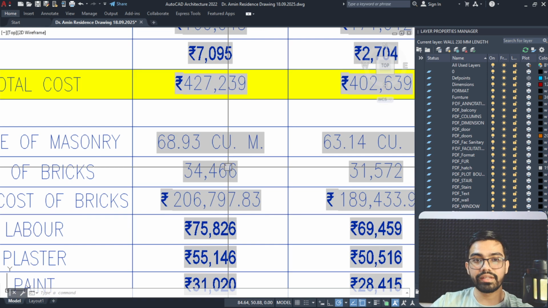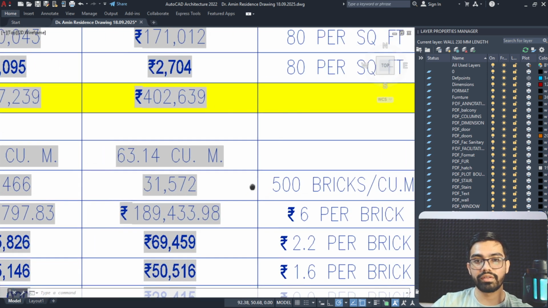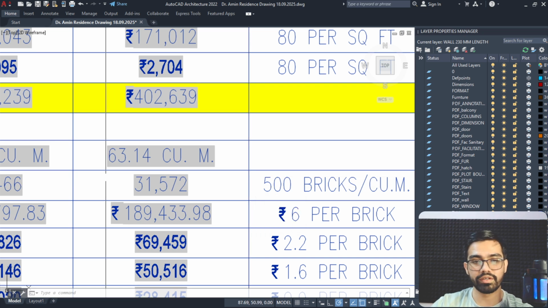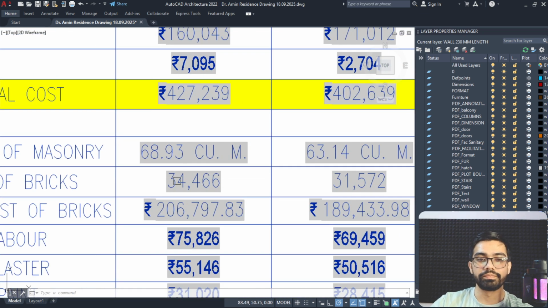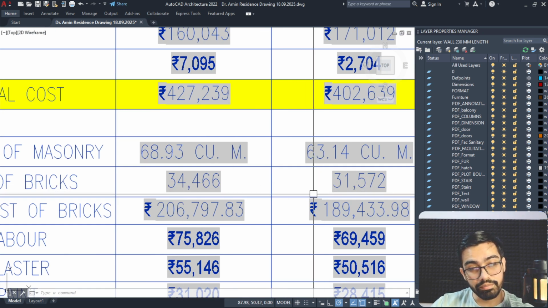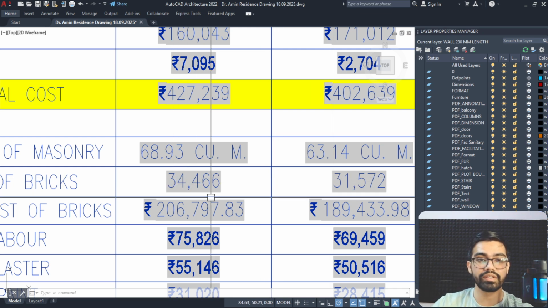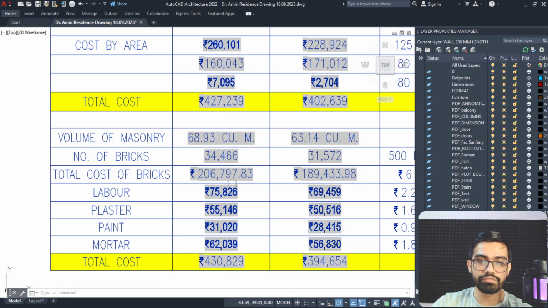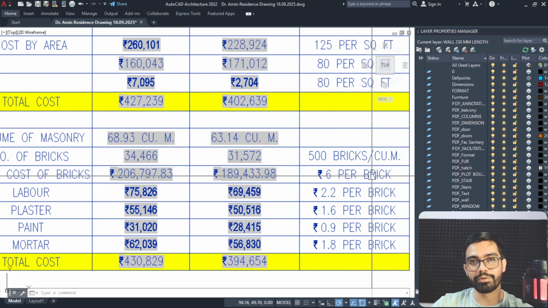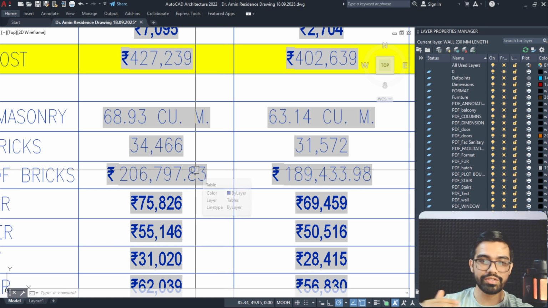And then we get the number of bricks because I know that there are 500 bricks per cubic meter of wall volume. In that case, we have reduced 3,000 bricks. So here it is 34,000. This is 31,000. So we've reduced 3,000 bricks. We know the cost of bricks to be 6 rupees per brick. So we get the reduced cost.